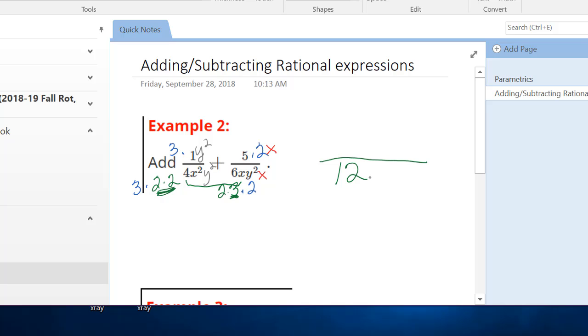Okay, so my denominator has an x squared and a y squared, and we took care of that in both terms. So last thing we need to do is see if there are any like terms. And I have a 3y squared and a 10x. I think we're done.